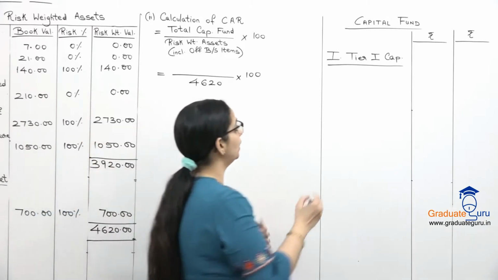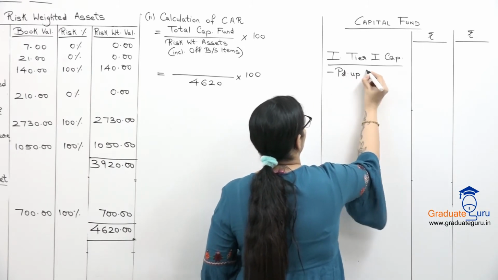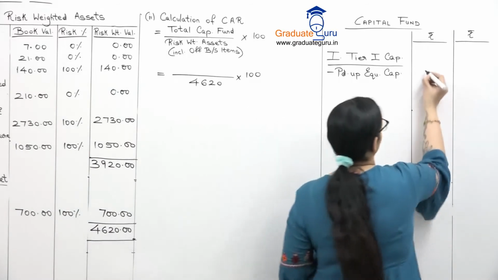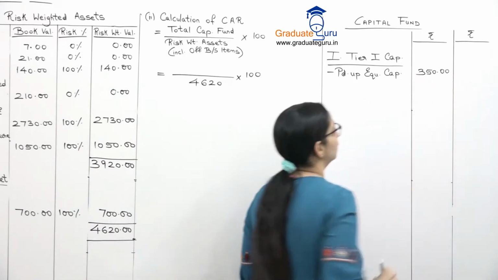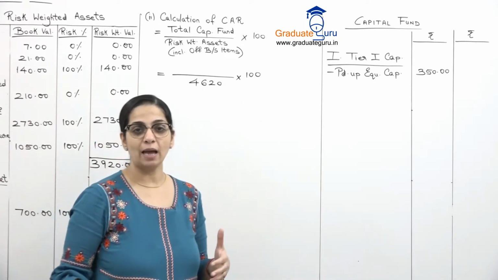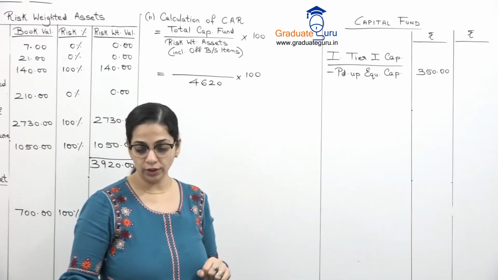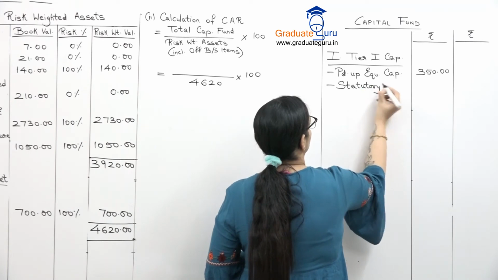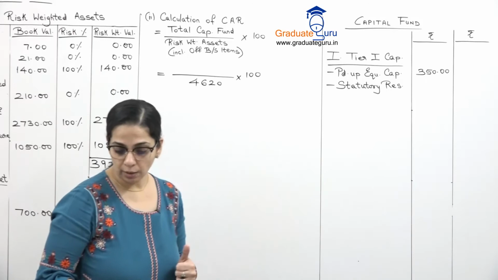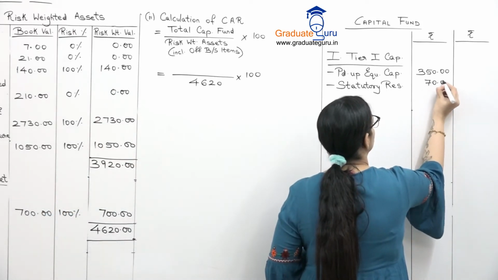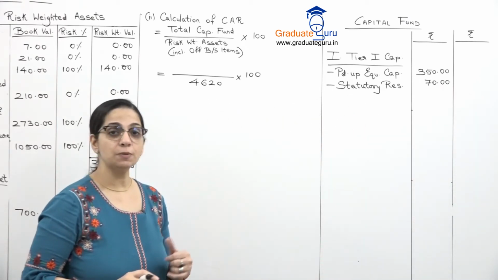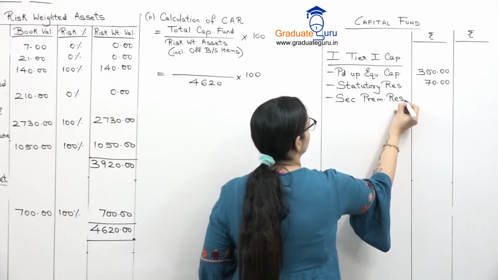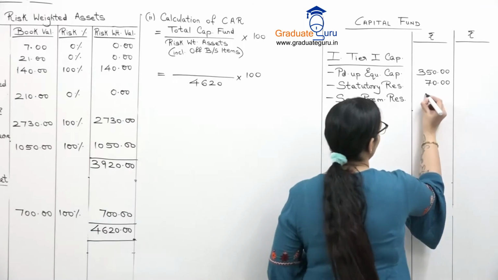First we have the paid up equity share capital. So paid up equity capital, and the amount given is 350. After that there is cumulative perpetual preference capital which will go to tier 2. So I am not going to write that over here. Then we have statutory reserve. Statutory reserve amount is 70, that we will take over here. Then we have securities premium reserve, which is a free reserve, so that will also come over here. And the amount for that is also 70.